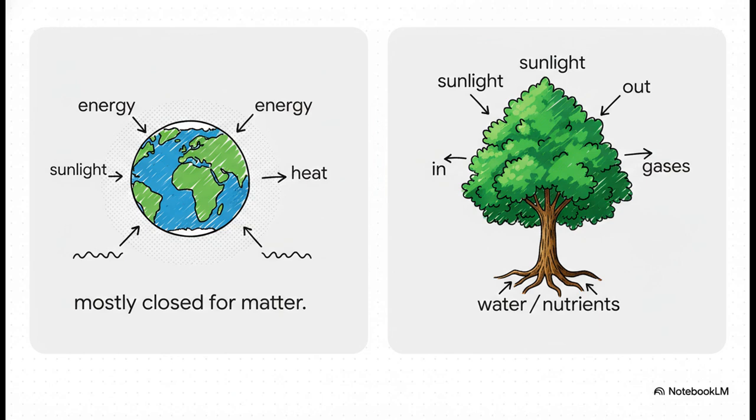Think about the entire planet Earth. It's an open system for energy, right? Sunlight comes in, heat radiates out. But for matter, it's mostly closed. Now compare that to a single tree. That tree is a completely open system. It's constantly swapping water, nutrients, gases, and energy with everything around it.